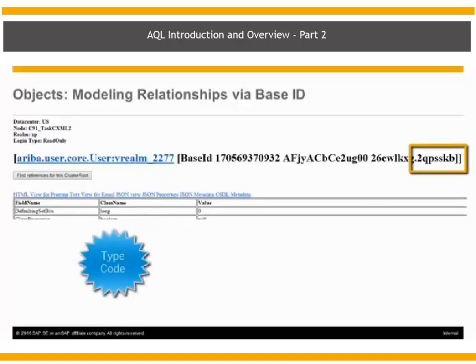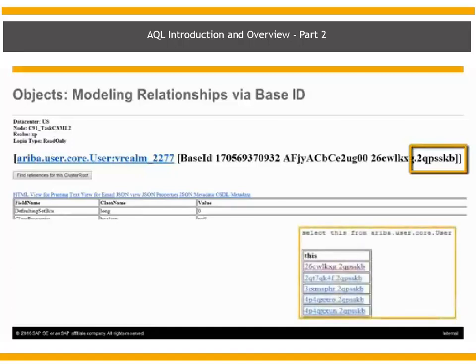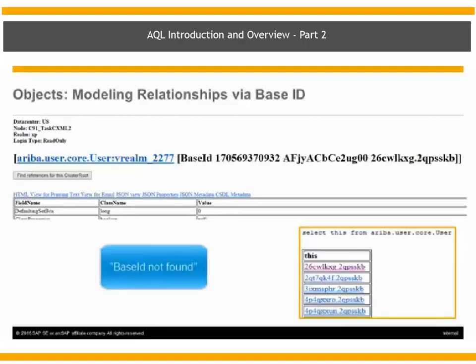Each class is assigned a system-generated unique ID in the database. For example, in the database in this realm, the class user is identified as 2QPSSKB. Each user object will have the same type code. The left side is just a consecutive number assigned to the object. It is also coded in base 36. Its equivalent in decimal, 26CWLKXG, is also displayed. Being able to query the base ID is particularly helpful when troubleshooting base ID not found errors, to have an understanding of what type of item is affected or corrupted.